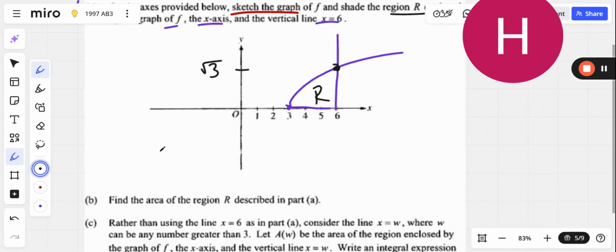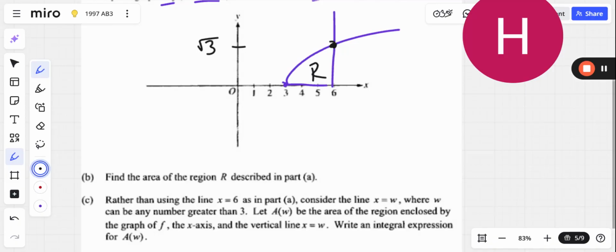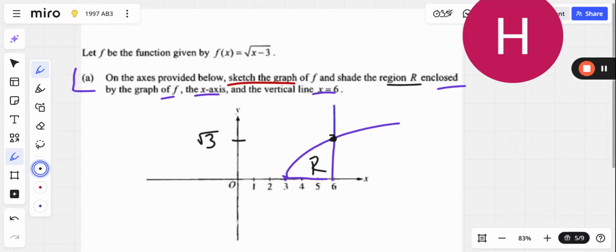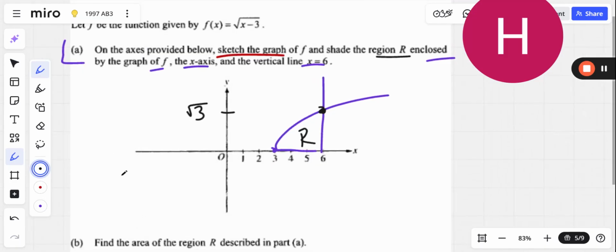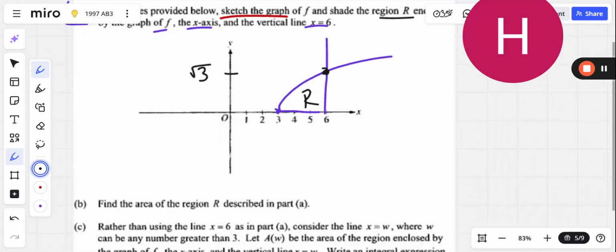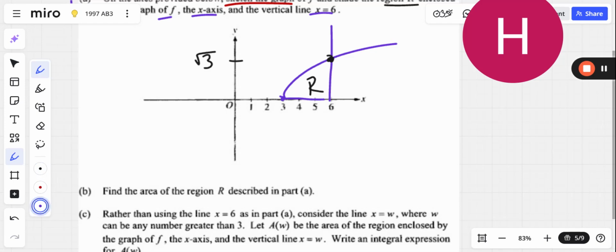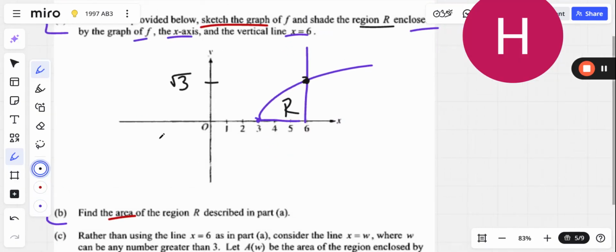All right, so that's part A, done. Hopefully that only took you like 15 seconds maximum. It shouldn't take you more than 15 seconds to do that. I'm doing this very slowly as a demonstration. All right, part B. Find the area of the region described in part A. So they could have kind of combined that into one, but they didn't.